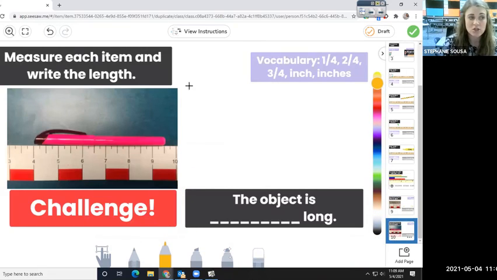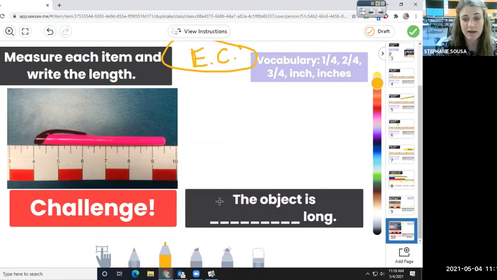Slide 10 is a challenge. This will count as extra credit. If you paid attention in the Kahoot at all, you will get this correct. Any questions on your quiz directions, what you're going to do on slides 4 through 10? Okay, kiddos, that is your assignment for today.